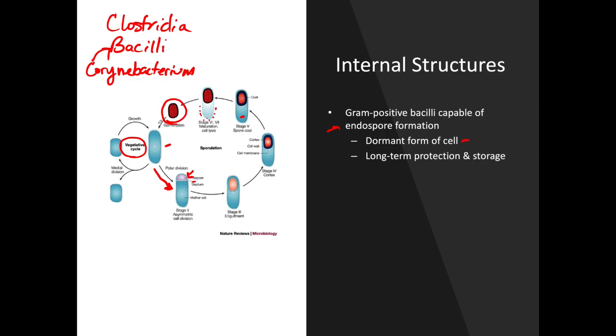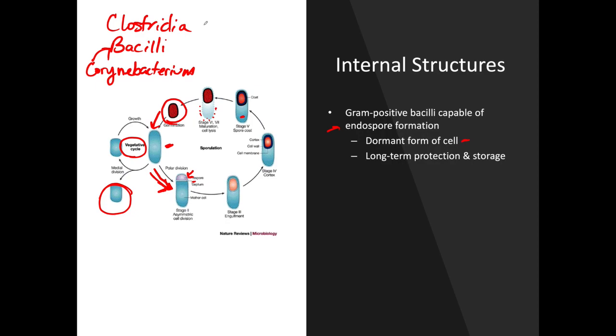But when times get good, right? Think of them like a seed. When water is now available and nutrients are now available, these bacteria will begin germination like a seed. And so germination results in new vegetative cells that enter into this vegetative cycle, and then it can begin again. They either go and start creating new colonies, or times get tough and they go back into the sporulation cycle.